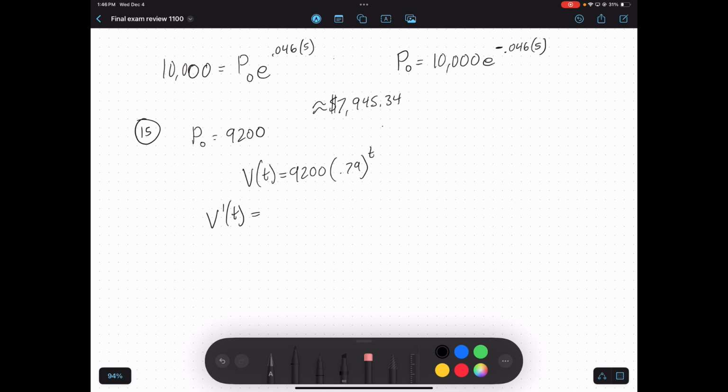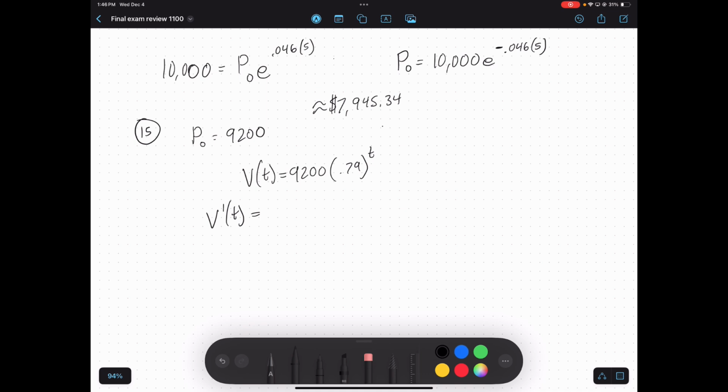Is this still an exponential equation? Yes, it's still exponential because your variable is in the exponent and your base is constant. What's my derivative formula for an exponential equation like this? Power rule? No, not the power rule, because this is not a power function. Rylan? A natural log of the base times the original function.